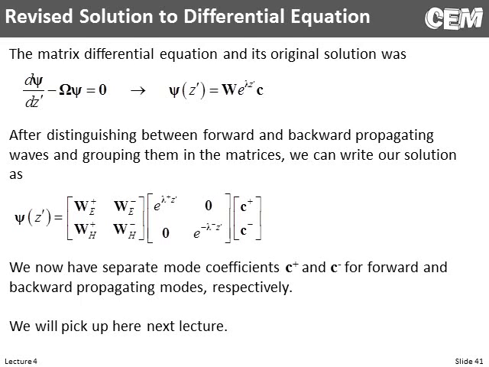Okay, so recall that was our original differential equation. It's a matrix differential equation. The psi is a column vector with 4 elements in it. This omega is a 4x4 matrix, and we had a solution in this form. But this contained at the same time forward and backward waves scrambled in some order. Then we go ahead and sort it, and this is now the form of our solution.